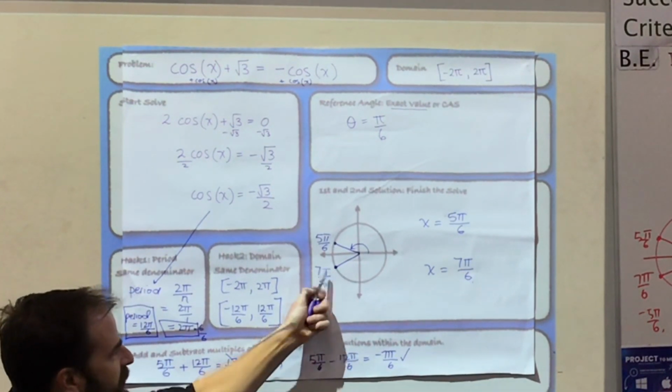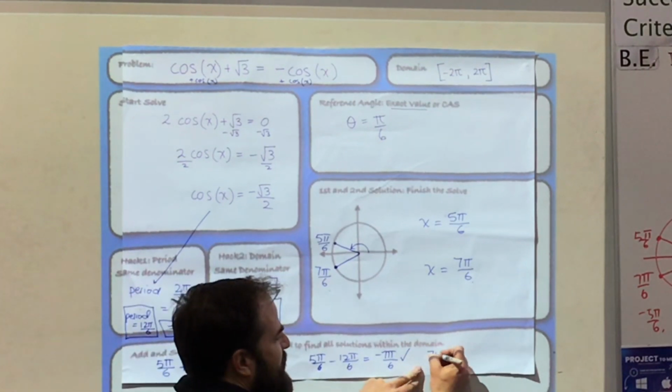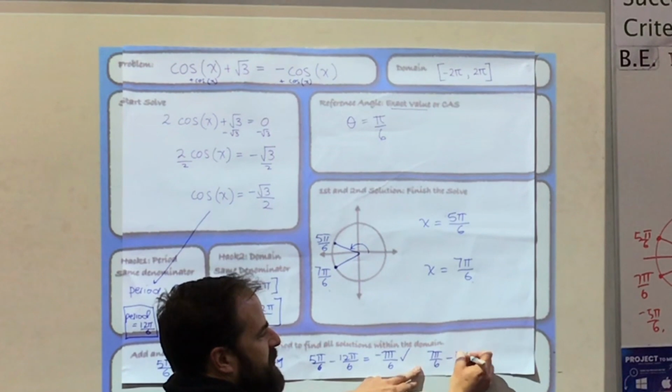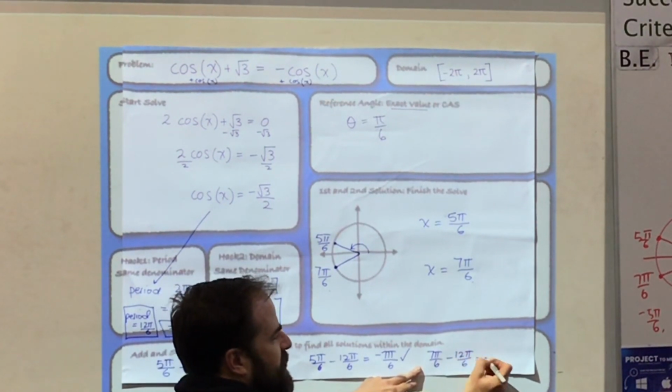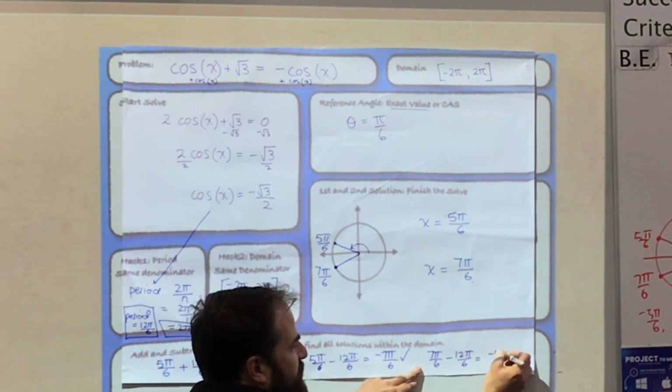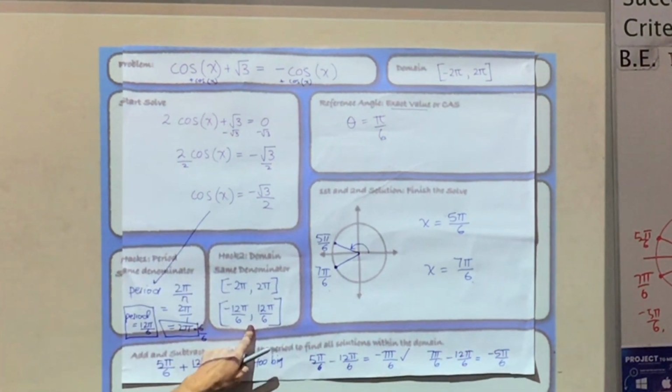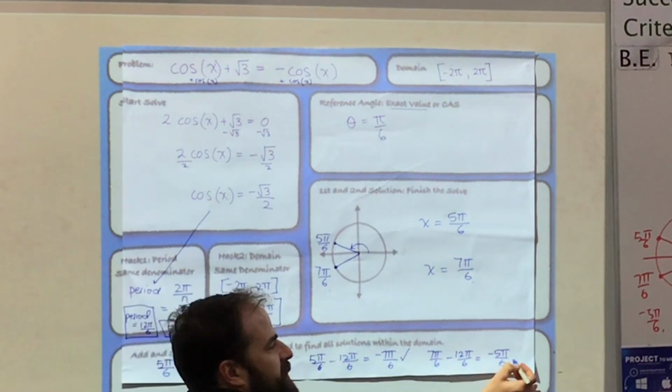Okay, try the other angle. We had 7 pi on 6 minus the period, 12 pi on 6, which gives me minus 5 pi on 6. Is this within my domain? So it's a possible solution.